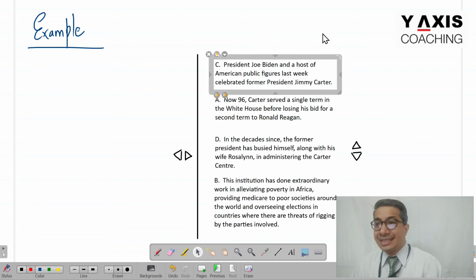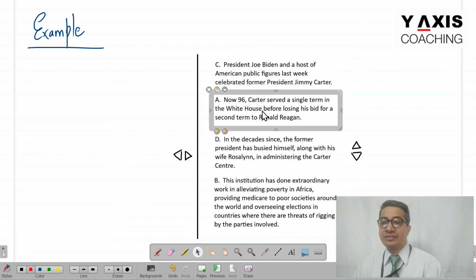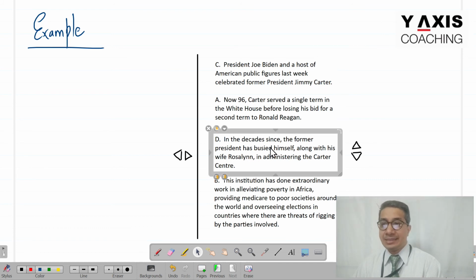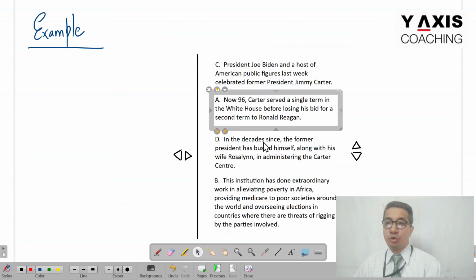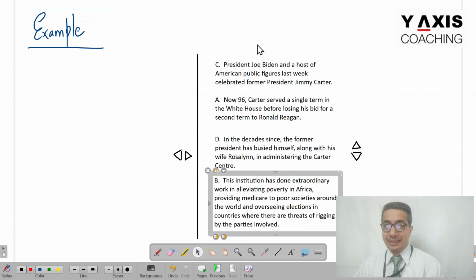We introduce the celebration by Joe Biden about the former President Jimmy Carter. Then we have a little bit of information about Carter losing to Reagan. Fine, and then we have, in the time since the defeat to Reagan, what has been going on in Carter's life. The paragraph ends with all the details as to which activities they are participating in. And this is 4 statements ordered correctly.